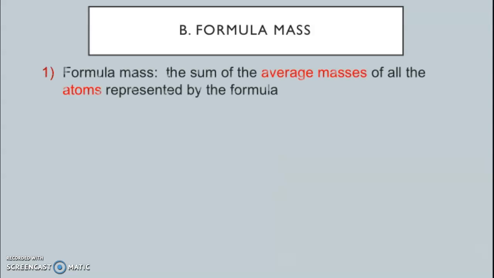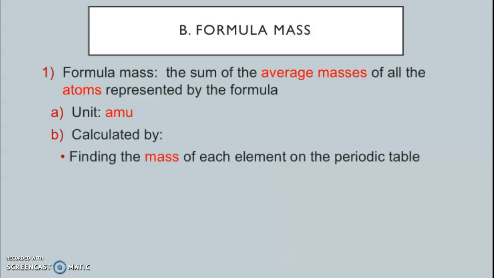Okay, so a formula mass just refers to the average mass of the atoms in that particular formula. So we're talking about the mass of calcium, the mass of carbon, and the mass of those 3 oxygens. So the mass of each of those atoms. So we would have the unit AMU, atomic mass unit, you remember. We talked about that previously as well. And we calculate it by simply finding the mass of each element on your periodic table.